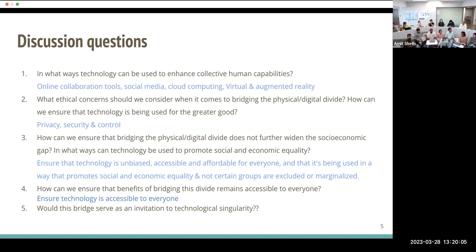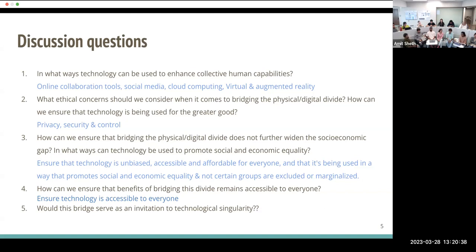Yeah. So what I suggest is that we can use tools like online collaboration tools, social media, cloud computing, and AR and VR applications to enhance collective human capabilities and make use of them. And then the second question is, what ethical concerns should we consider when it comes to bridging the physical and the digital divide? And how can we ensure that technology is being used for the greater good?